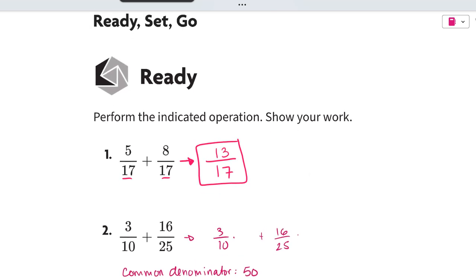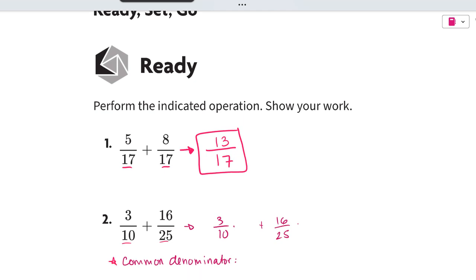Here, we have 3 over 10 plus 16 over 25. Since those denominators are different, the first step we need to do is find a common denominator. A foolproof way of doing this is you can always multiply the two numbers in the denominator together, 10 times 25 to get 250. That's not the smallest one here, though, so we want to try to find a smaller one, ideally. They can both be rewritten with a denominator of 50, right?